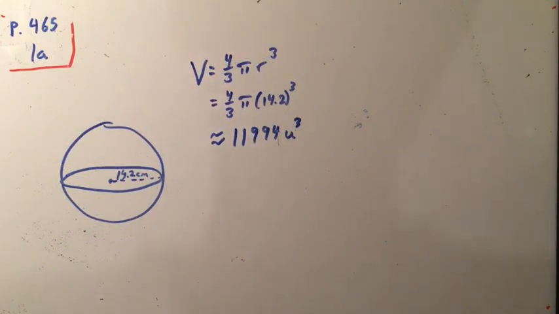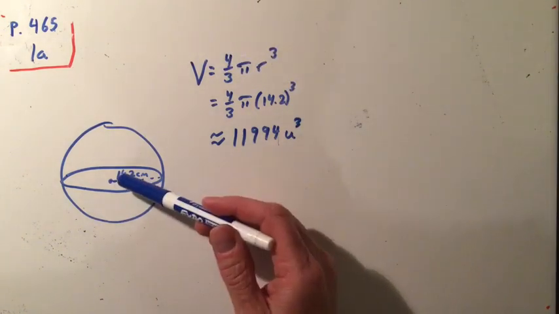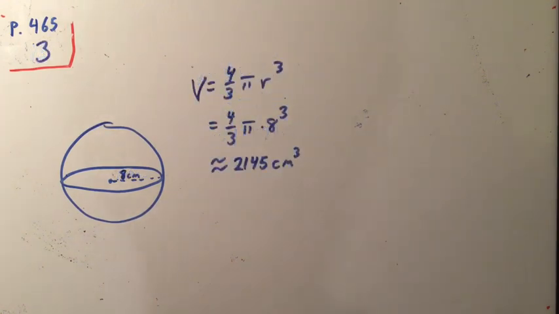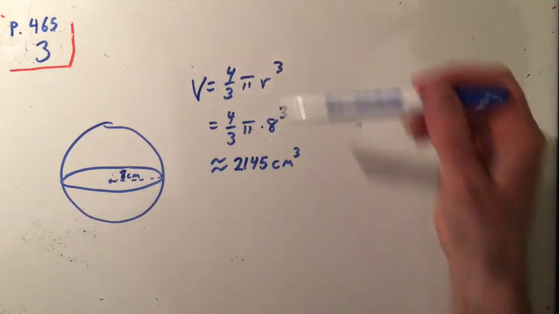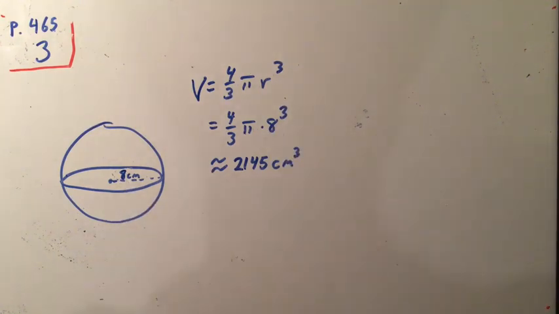Okay, moving on to page 465, now we're dealing with the volume of a sphere. The formula is slightly more complicated, 4/3 pi r cubed, but still it's only 2 variables, volume and radius. So if they tell us the radius, 14.2, we just plug that into our formula, and we get 11,994 cubic units. Okay, and number 3, we're talking about the volume of hailstones. Very interesting story there, but to actually find the volume is pretty straightforward, same as before. 4/3 pi r cubed. They tell us the radius of one of these hailstones was 8 centimeters. We plug 8 in for the radius, and we end up with 2,145 cubic centimeters of volume.